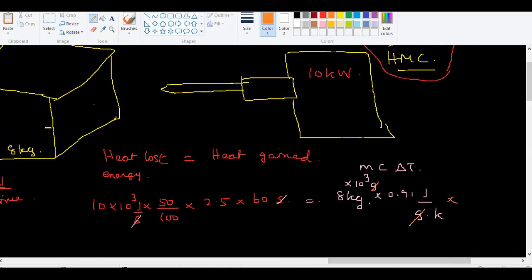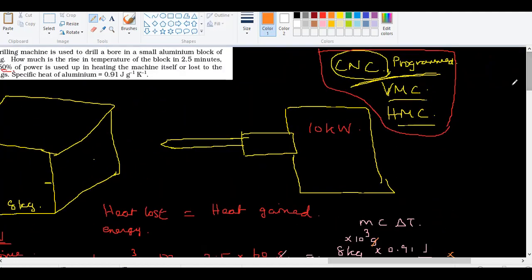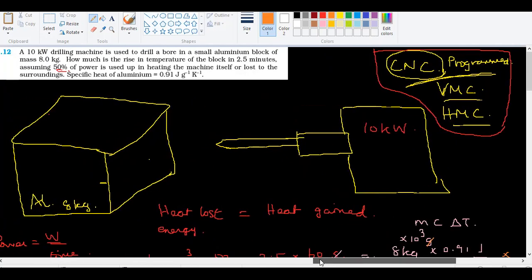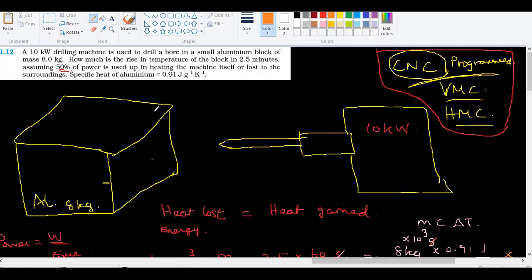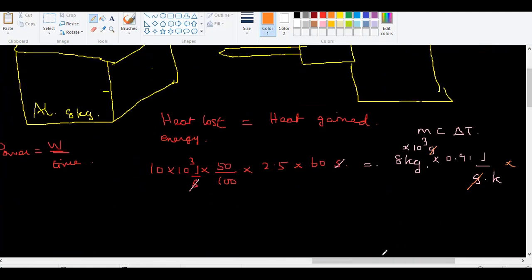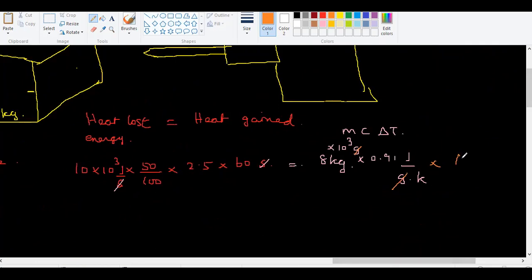Delta T is what they're asking. So they're asking you what is the temperature rise. The room temperature, is it given? Oh, they're asking you to find the rise in temperature, which means they're asking you to find the delta T. Okay, so do this math and you'll find the delta T. That's all.